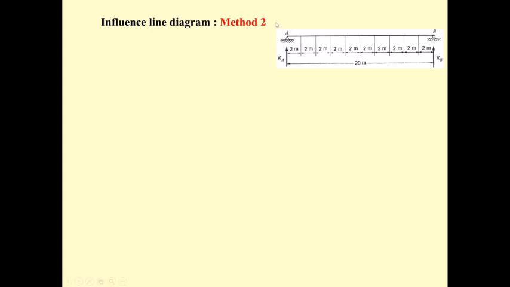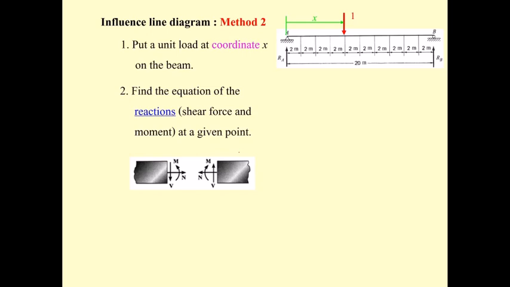Okay, the second method, when we put the 1.0 unit onto the beam. Now this time we put the position as x. That means if you put this one, you put this as x. And then we find the equation for R sub A, we find the equation for R sub B. Okay, and then later you can find the equation for the shear force and the equation for the bending moment at a given point.